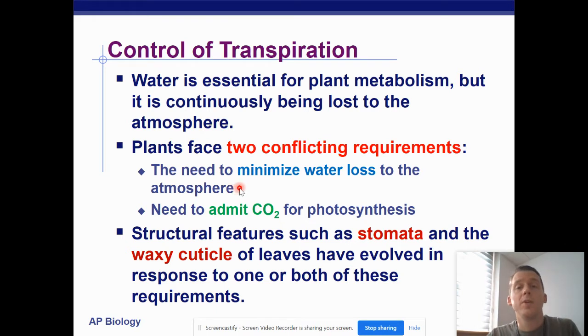First of all, we want to minimize water loss. How would we minimize water loss? Well, you may be thinking we can just close the stomata, and you would be correct. Closing the stomata will minimize water loss. But we also have to admit carbon dioxide into the plant. So how are we going to admit CO2? Well, we've got to open the stomata. So the stomata cannot be open and closed at the same time. We have to have it open during certain times and closed during the other because we need to minimize water loss, but we also need to let in CO2. So we have the stomata to help regulate that.